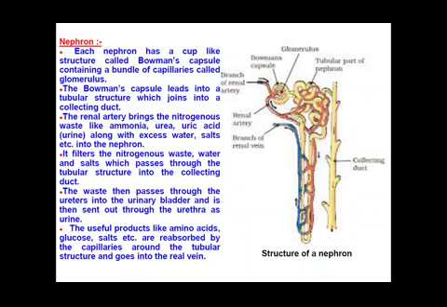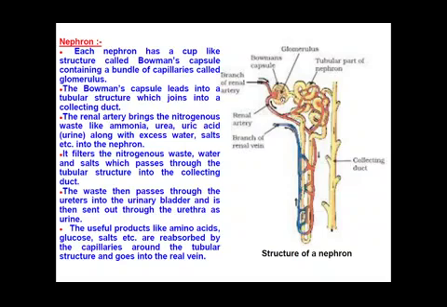Now what happens in the nephron? There is a renal artery. You can see one artery entering into the Bowman's capsule. The renal artery brings blood into the nephron, and this blood contains nitrogenous waste like ammonia, urea, uric acid, along with excess water and salts, and the whole blood enters into the nephron.